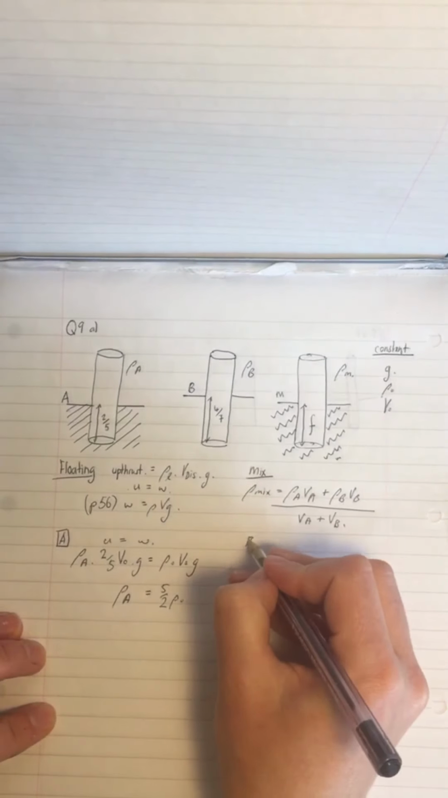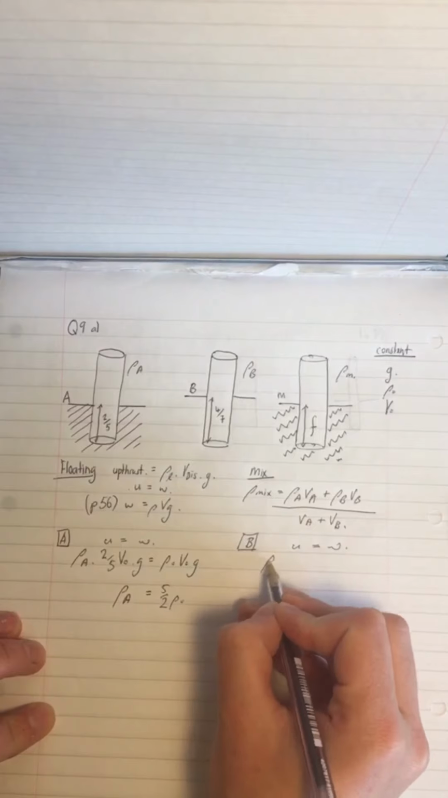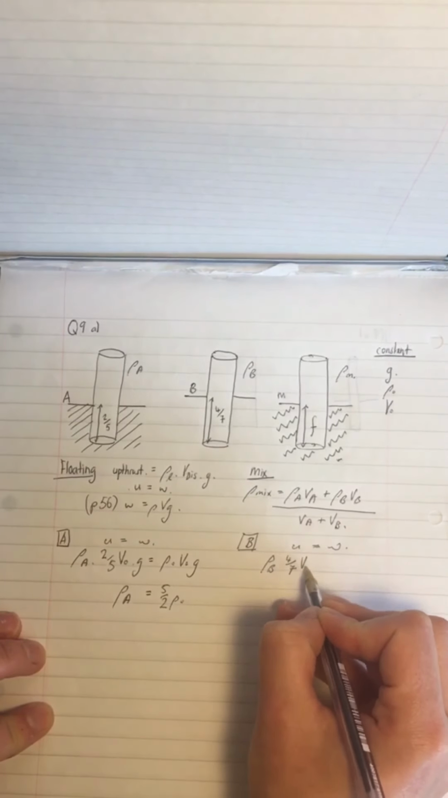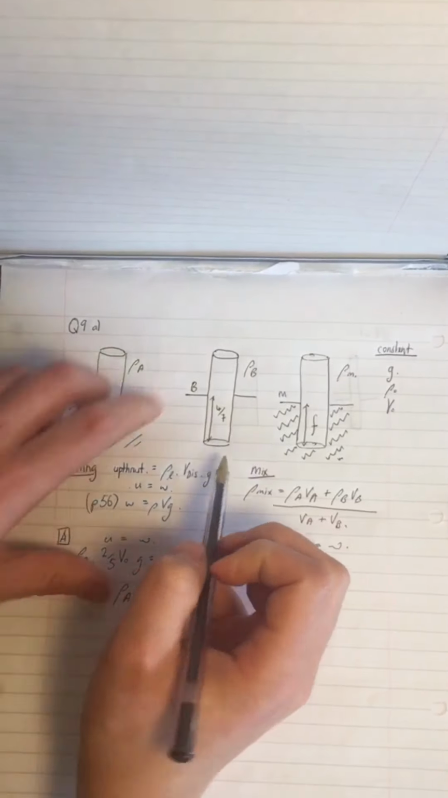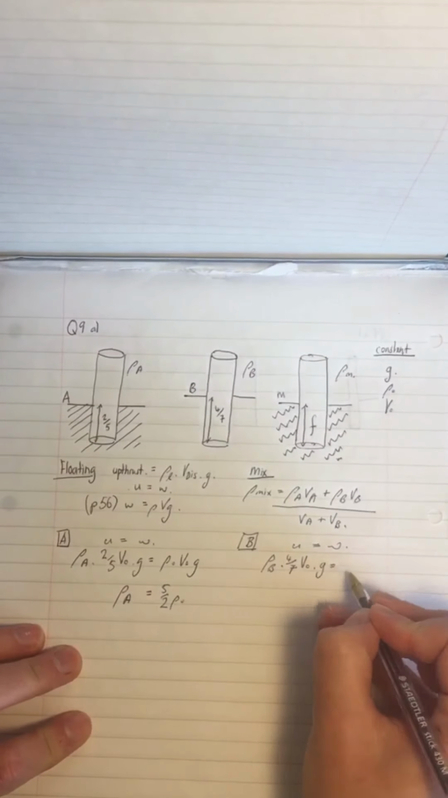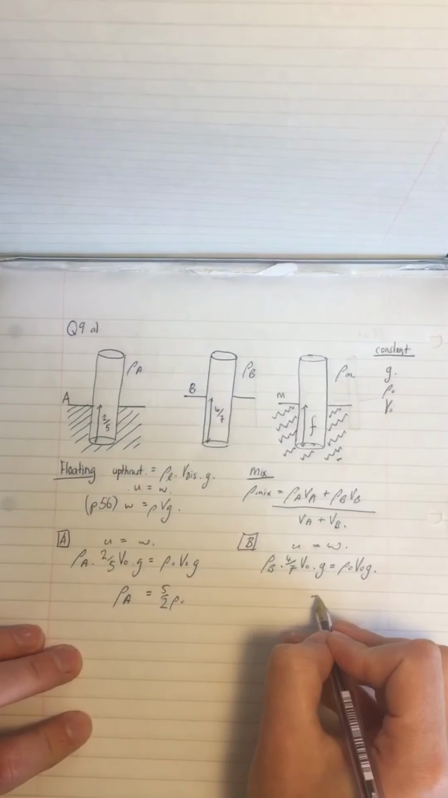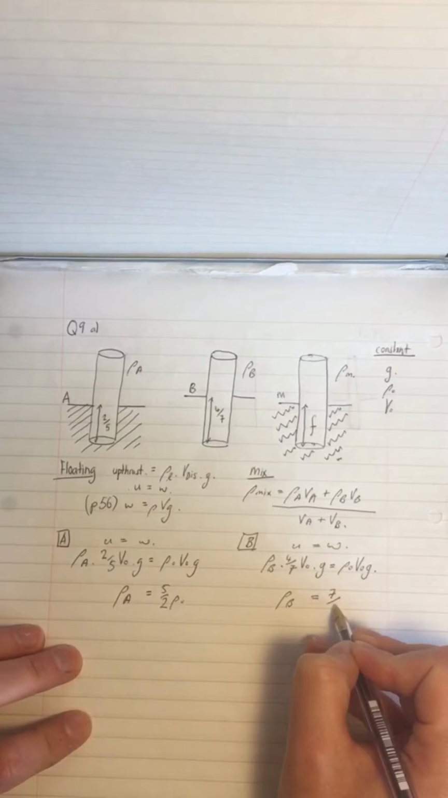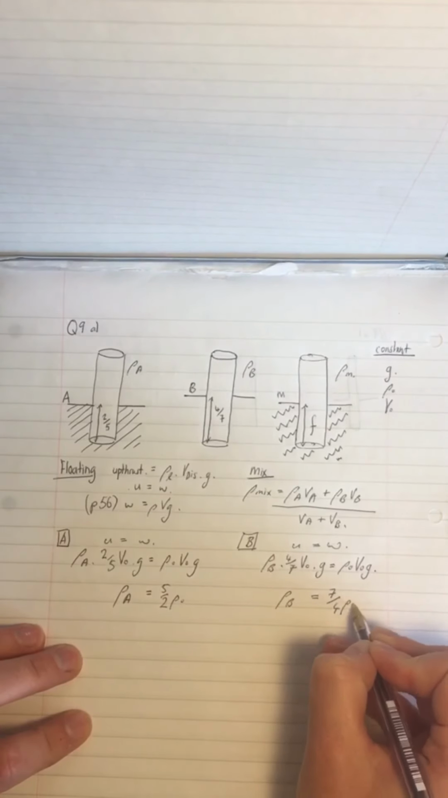Similarly, for liquid B, I'm going to do the exact same thing. I've got the density of B multiplied by the volume displaced, which I got from the question, was 4/7 of the total volume of the object, by gravity, is equal to the density of the object by the volume of the object by gravity, which is our weight there. So when I did that out, I got the density of B was equal to 7/4 the density of the object.